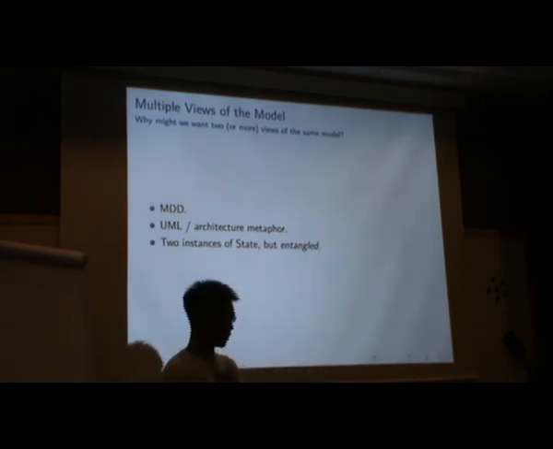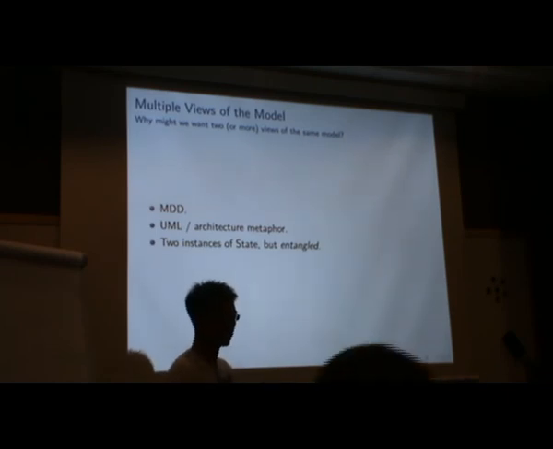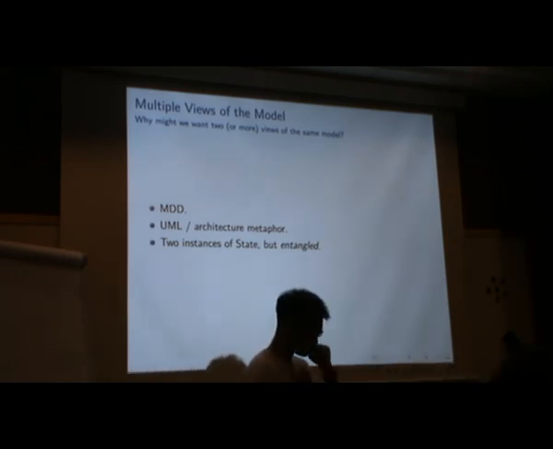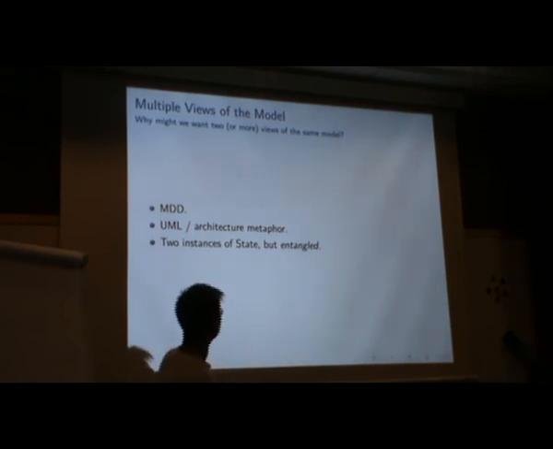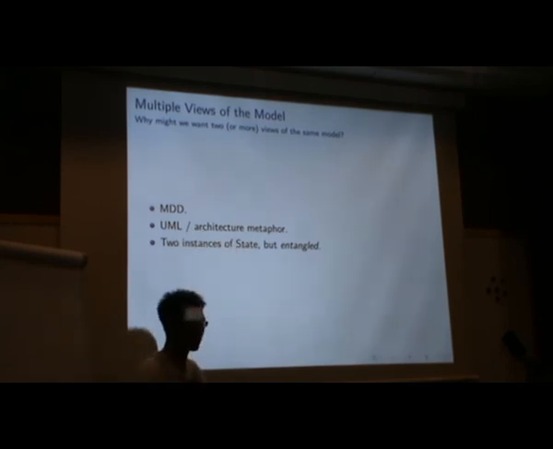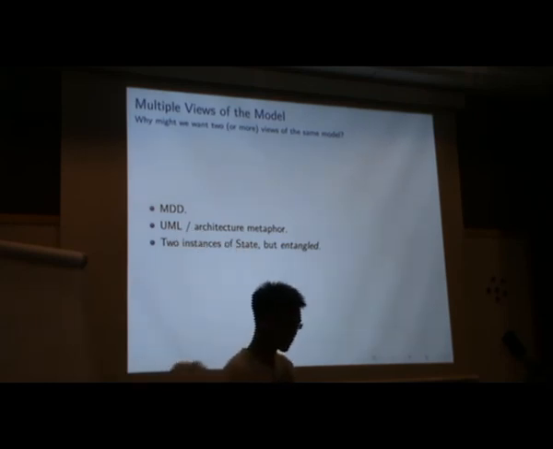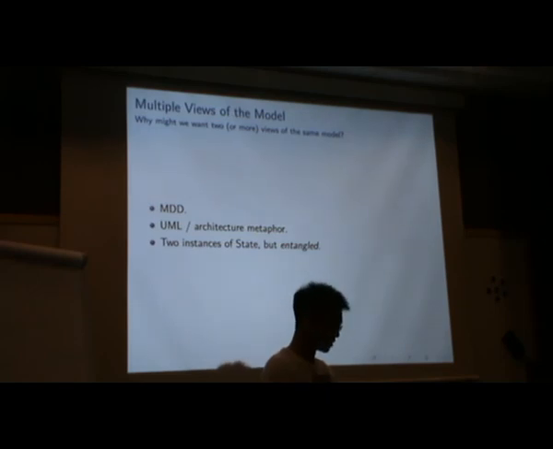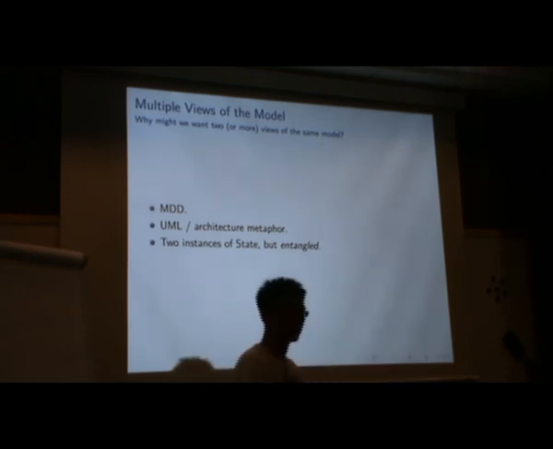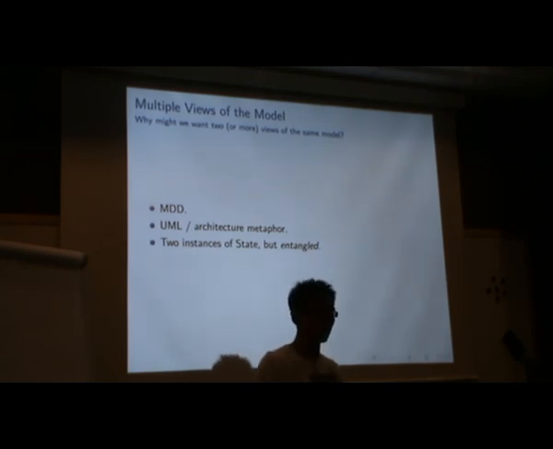In a general BX setting, we might want to have more than one view on the model. Why might we want that? In so-called model-driven development, you would have a single collection of all the master data, and then you'd have different perspectives on this data. In a UML setting, class diagrams would be one perspective on some data, and another perspective would be sequence diagrams.